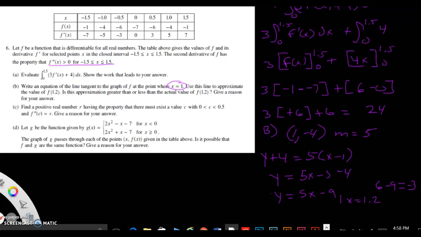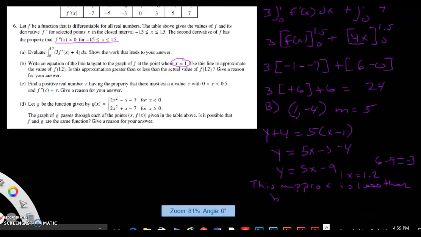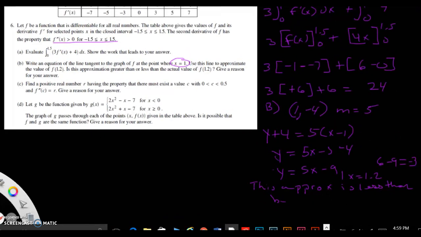Now the question says, is this approximation greater than or is it less than? So this approximation is less than because f double prime of x is greater than 0. It's always concave up. That's the part that was important over there.